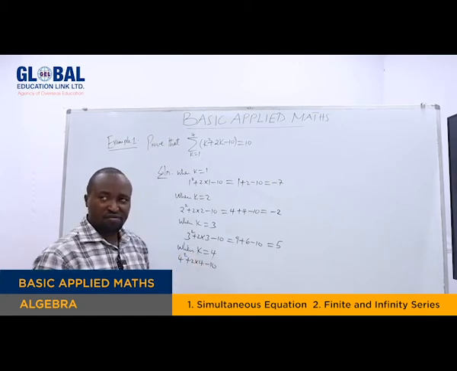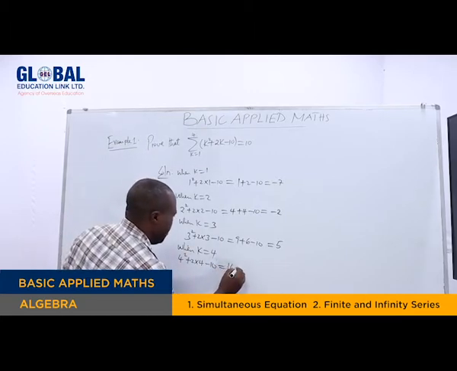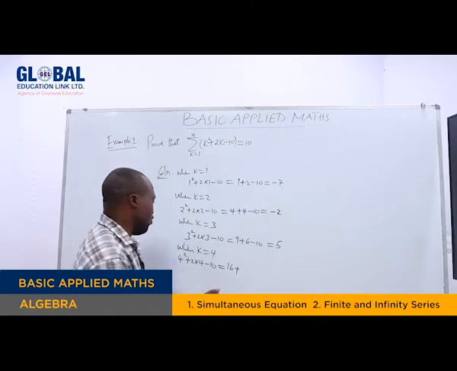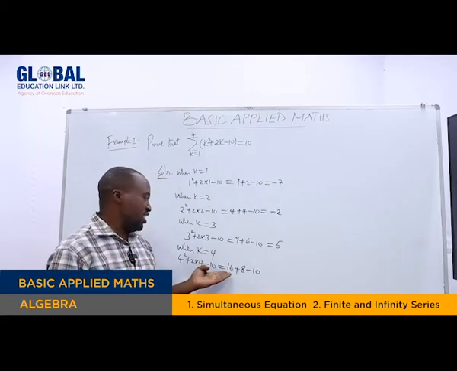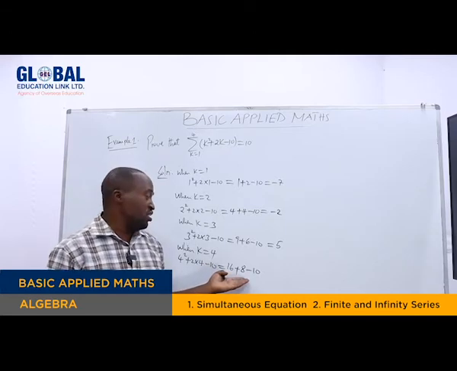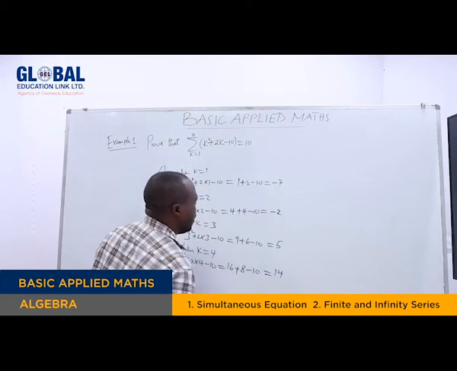minus 10. So here we have 4 squared, which is equal to 16, plus, again we have 2 times 4, that is 8, then minus 10. Remember, we have 16 plus 8, that is 24. Minus 10, we are going to have 14.